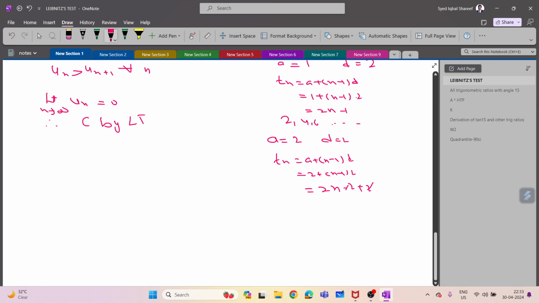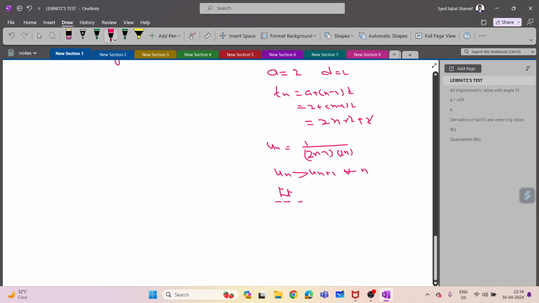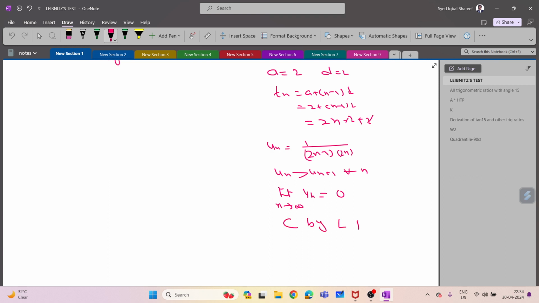so this we have done. So our un is 1 by 2n minus 1 into 2n. And un is greater than un plus 1 for all n. So limit n tends to infinity, un equal to 0. The series is convergent by Leibniz test.